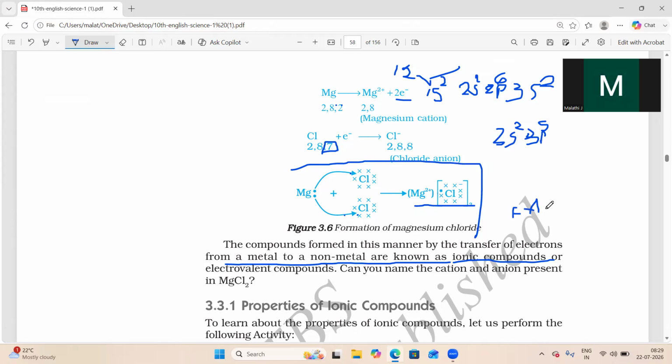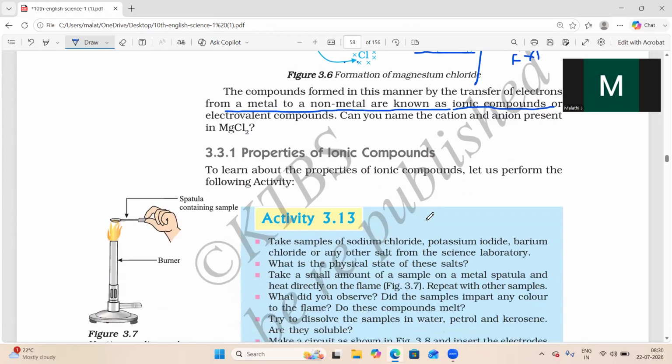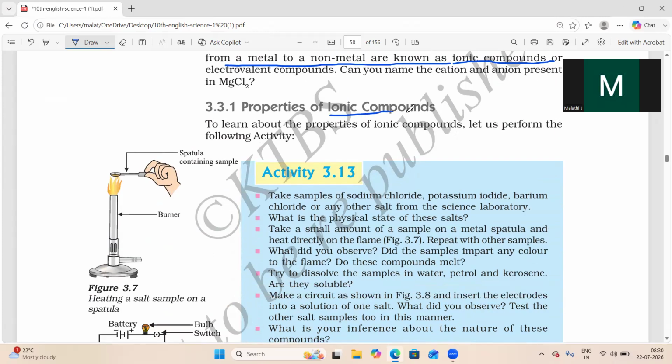So the melting point for these ionic compounds, we will see the properties of ionic compounds and how they will be. Now you understood ionic compounds: the transfer of electrons from a metal to a non-metal. In these compounds, because of the oppositely charged particles, there is a strong force of attraction present. So what are the properties of these ionic compounds?